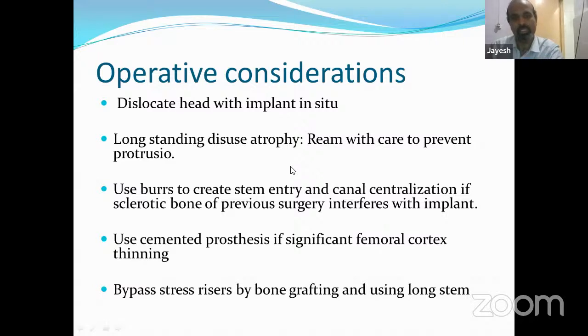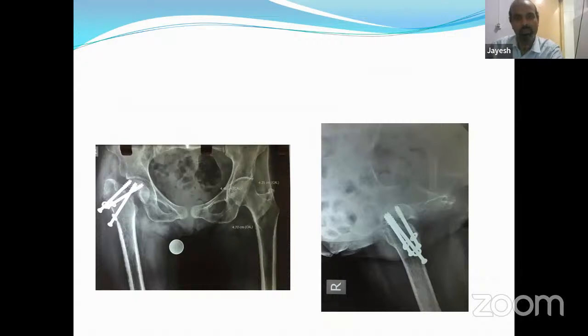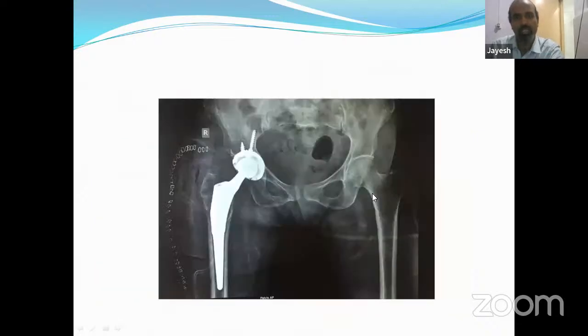And bypass stress rises by using bone grafts and using long stems. So this was a case with a failed transcervical neck femur fracture. It looks like the screws have not even penetrated the head, and the acetabulum was normal. We ended up doing a standard total hip replacement for this patient. We did not have to use any burrs or anything, because this was just 6 months old.